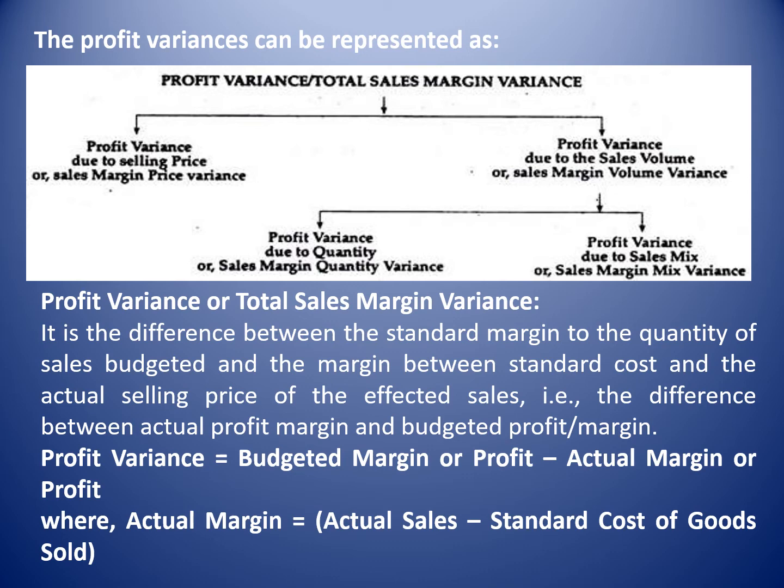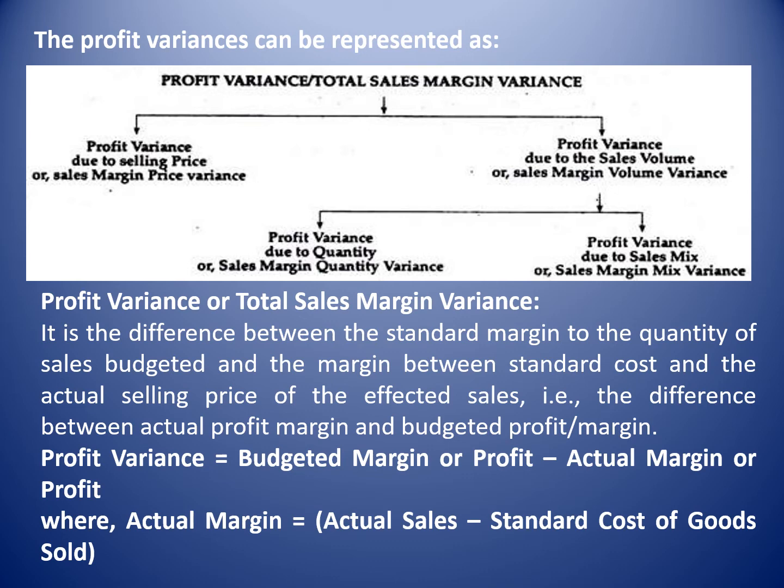Profit variance or total sales margin variance can be divided into two types, mainly profit variance due to selling price, or sales margin price variance. Next, profit variance due to the sales volume, or sales margin volume variance. Again, sales margin volume variance can be subdivided into two: profit variance due to quantity, or sales margin quantity variance, and profit variance due to sales mix, or sales margin mix variance. Now let us see what that is.